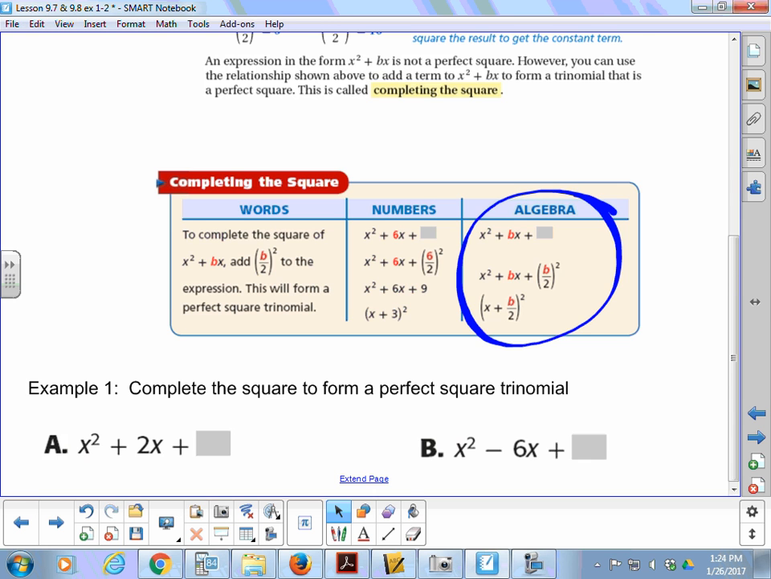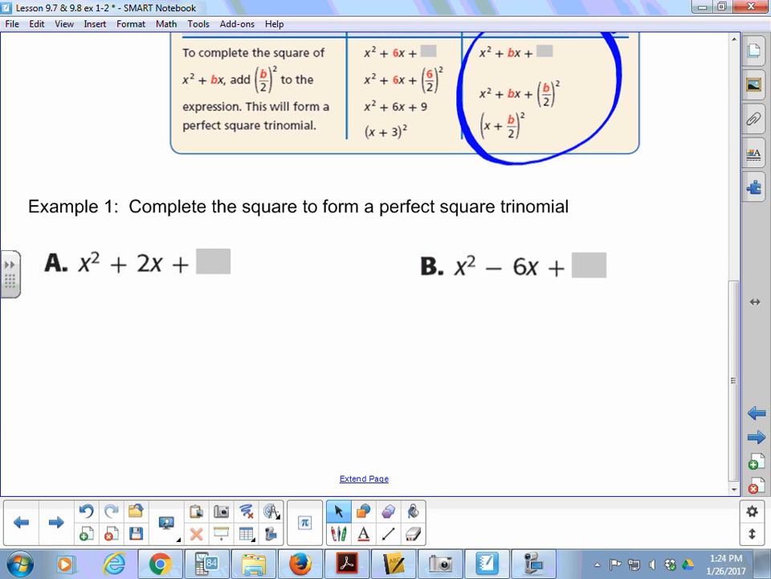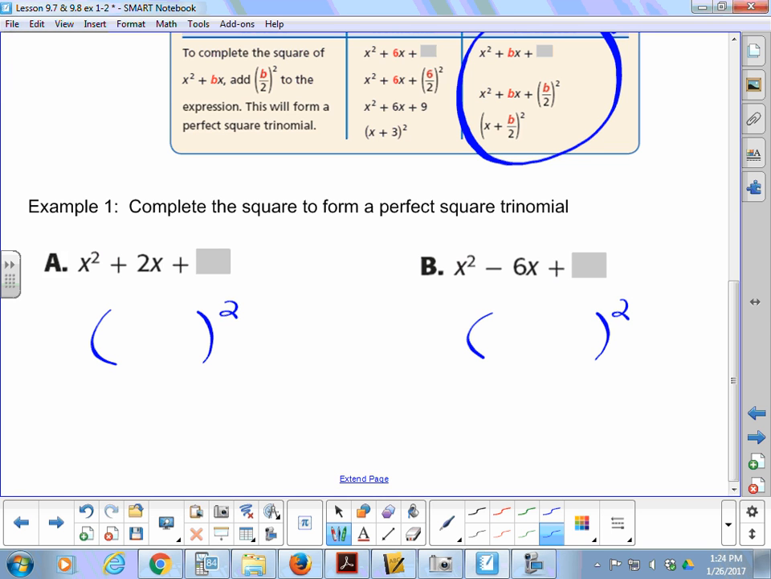All right. So here we have two of them we're going to do. We're going to complete the square, and then we're going to write it as a binomial squared. So we've got to find out what goes in that blank at the end. And then we're going to write it as a binomial squared.